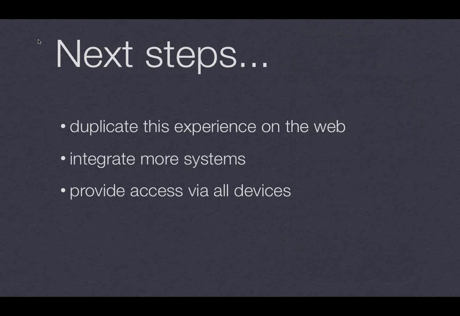So the next steps are that we want to duplicate this experience on the web. Sonia's already told you that that's what's next for us. We want to continue to integrate more systems. So we want to take more content from third-party providers and integrate that into our experience. We've shown you that we've done that with two third-party providers, our ILS and our Discovery service at this point. We've also built in our website information, but we want to go beyond that.